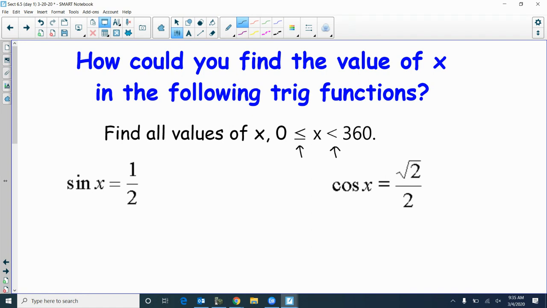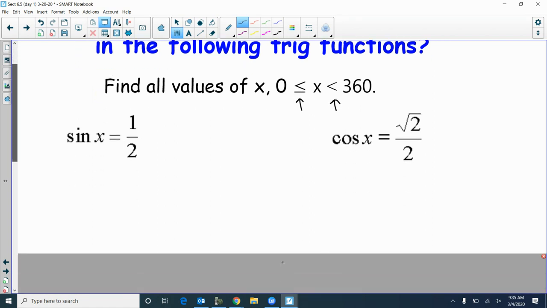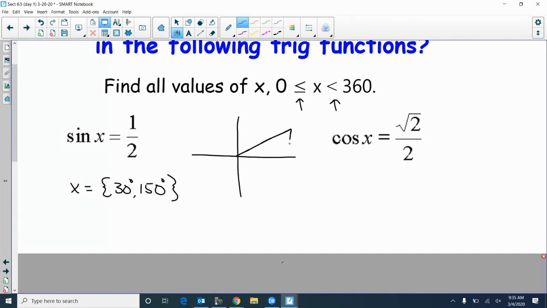We've done this a lot. What angle has a sine of 1/2? 30. What other angle has a sine of 1/2? 150. So your answer for this would be 30 degrees and 150. 30 degrees has opposite side a half, but it says from 0 to 360, so it wants every angle from 0 to 360. Sine is also positive in quadrant 2, so it has to be 150.